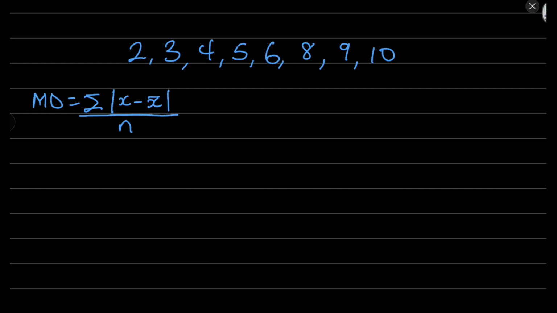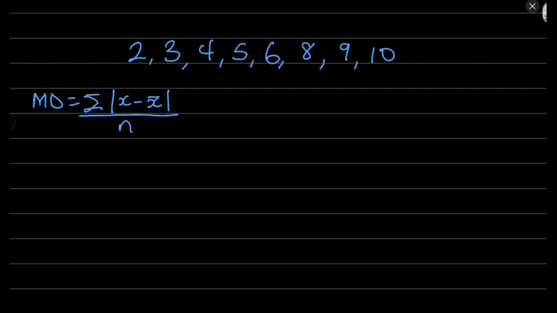Now we have this example here: 2, 3, 4, 5, 6, 8, 9, 10. It's just a simple series, a set of values, and you're asked to compute the mean deviation of these values. Like I would always say, the first thing is to write out your formula, because you allow your formula to guide you through your calculations and computations.